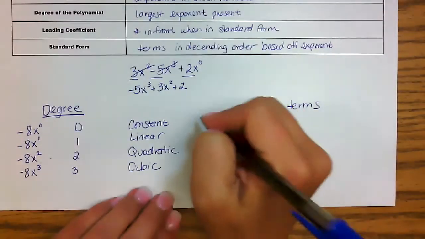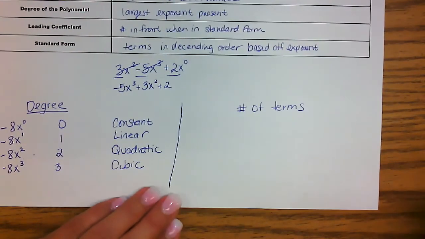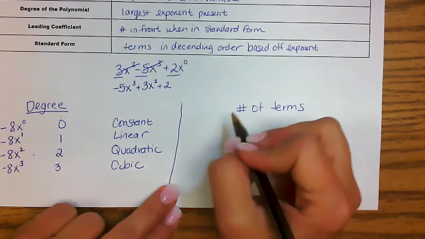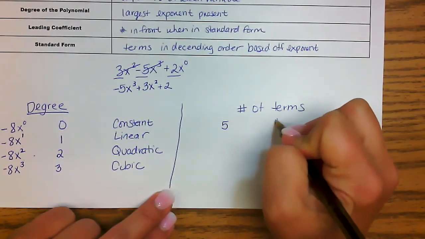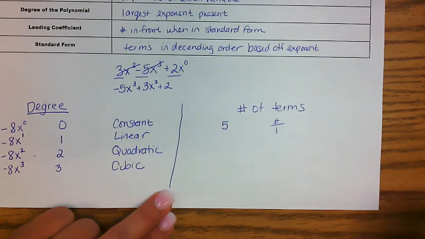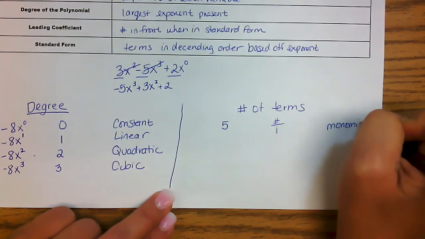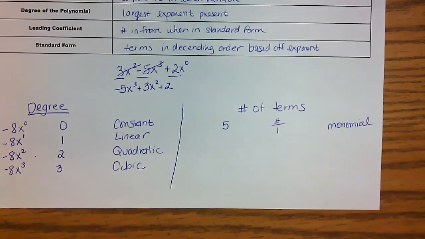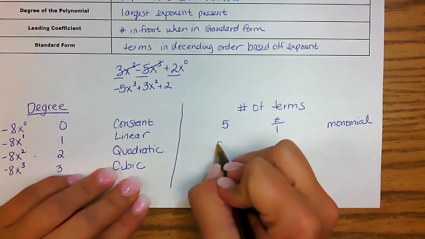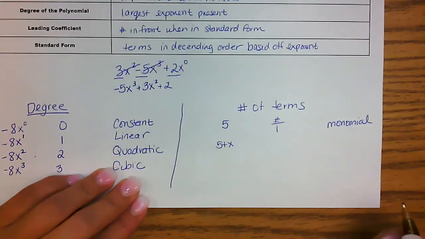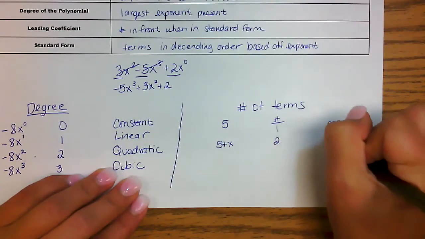Next, you can classify polynomials by the number of terms. So if you just have one term, let's say we just have 5. What's the number of terms? 1. And in that case, we're going to call it a monomial. The prefix mono just means we have one term. Let's say we then add an x to it. So we have 5 plus x. How many terms are there? 2. And then we name it a binomial.